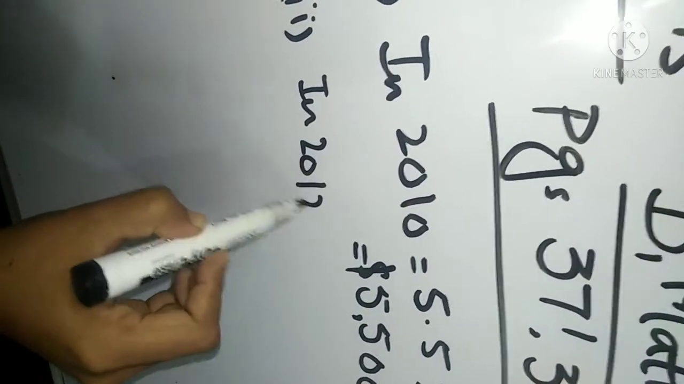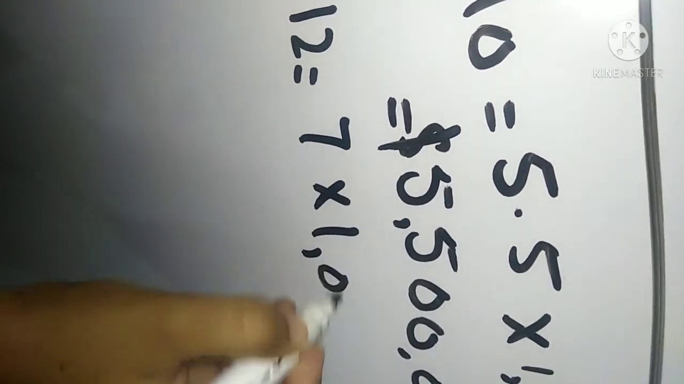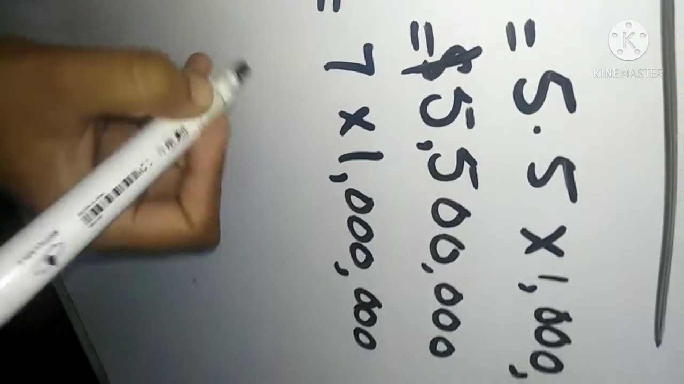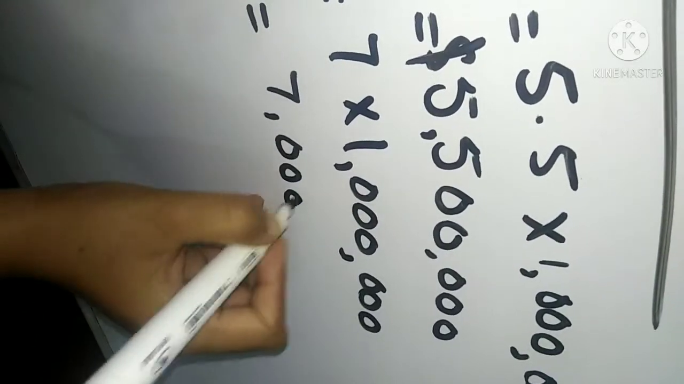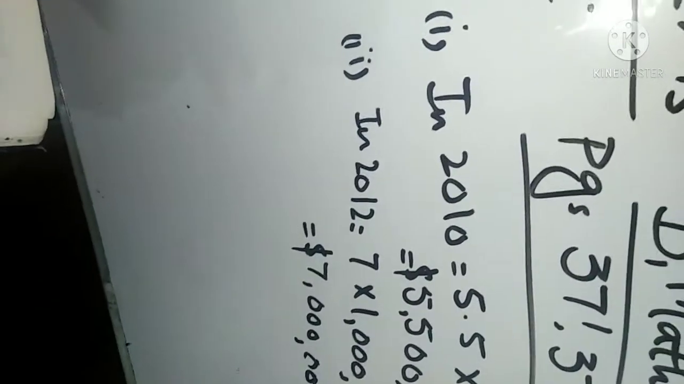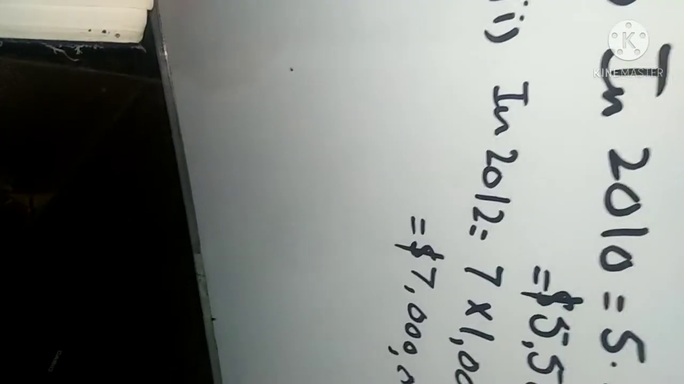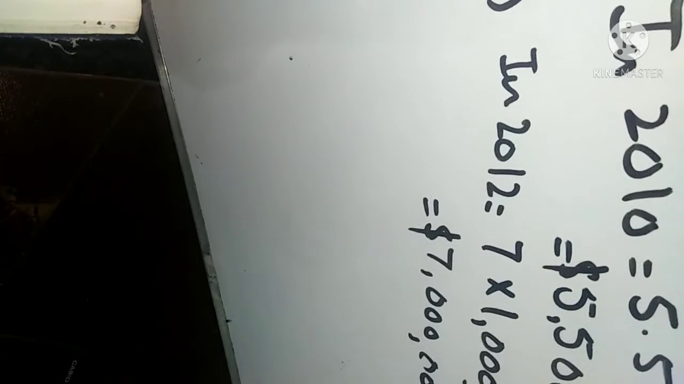Now you have to find out the profit which you have earned in 2012. So in 2012, now count the number of sacks which are given in 2012. The number of sacks in 2012 are 1, 2, 3, 4, 5, 6, 7. Okay, 7 sacks are given. So you will multiply 7 with $1 million, and you will get $7 million. So this is your answer of part 1 and 2 of question number 1. And this was part A.